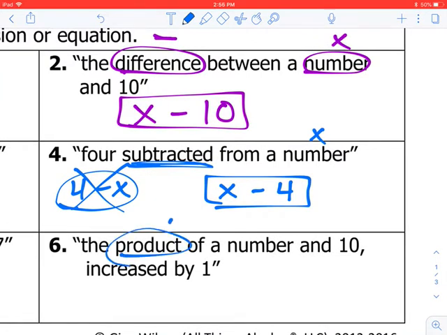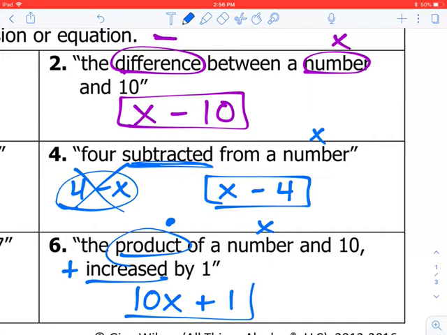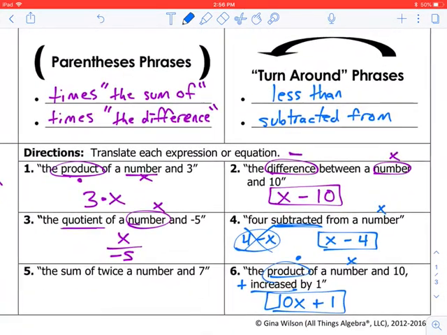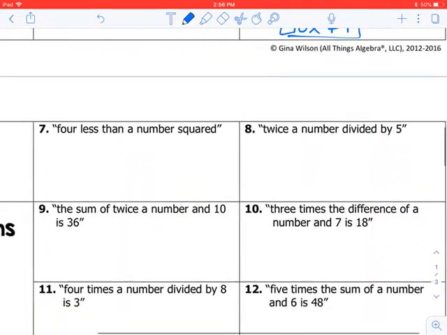The product means multiplication. A number and 10, so that's 10x, increased by 1. Okay, so that's kind of a combination. So these two, a product of a number and 10, that's 10x. And then increased by 1 is adding, so plus 1. And there's our answer. Okay, so let's go to the back side here.